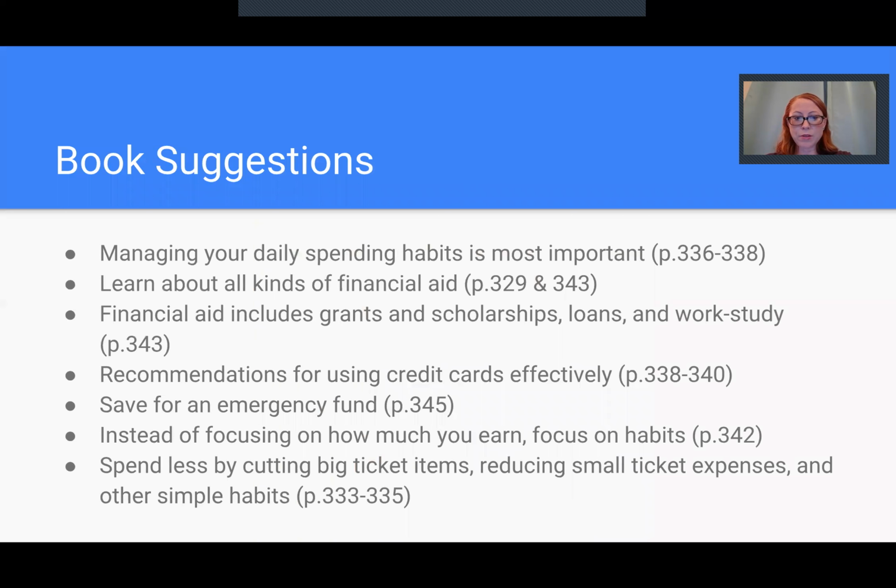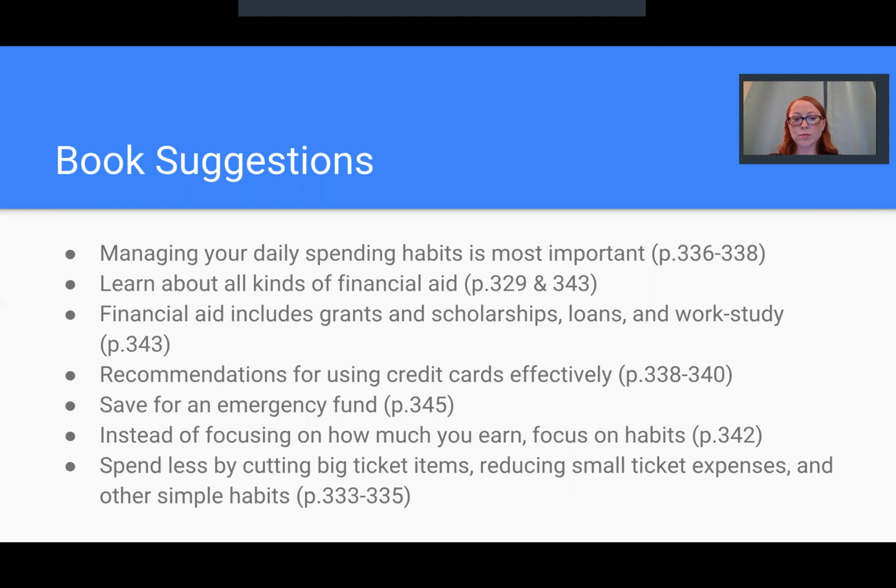Okay, now on to your book suggestions. These are some aspects from the chapter that I think are important for you to note, and they will help you on your quiz. The next thing here is managing your daily spending habits. A lot of the chapter talks about spending habits and how to earn more money, save more money, put money aside for what you need it, how to budget your money so that you do not go over on your expenditures each month. And these are just good habits for everyone, not just for students.